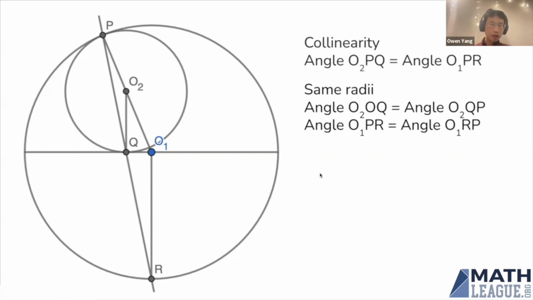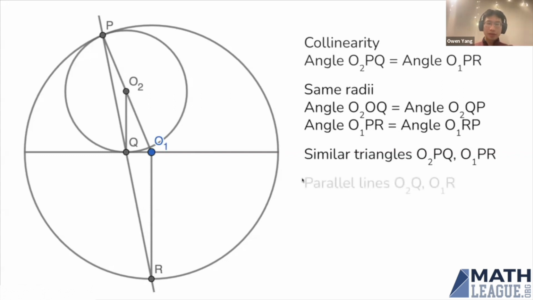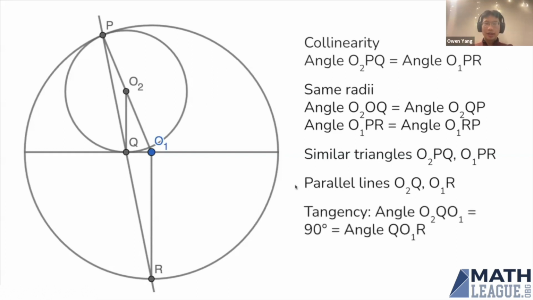By putting this information together, we find that we have similar triangles, PQO2 and PRO1. And what does this tell us? Well, because angle PQO2 is equal to angle PRO1, we actually have that these two lines are parallel. And this is important because one piece of information that we haven't used yet is that Q is the tangency point, which implies that O2QO1 is actually a right angle. And because we have those parallel lines, that means that QO1R is also a right angle.